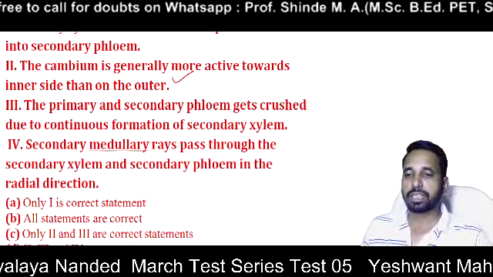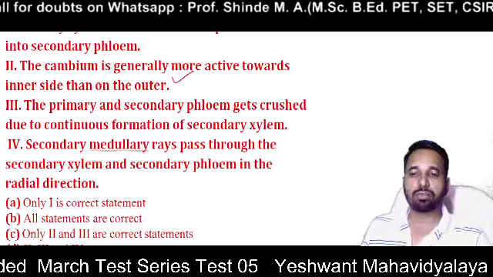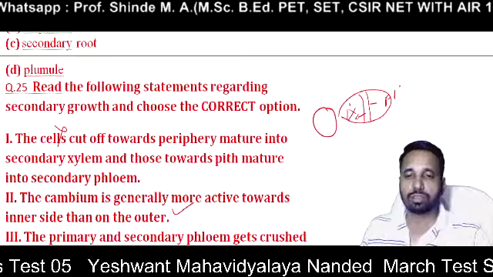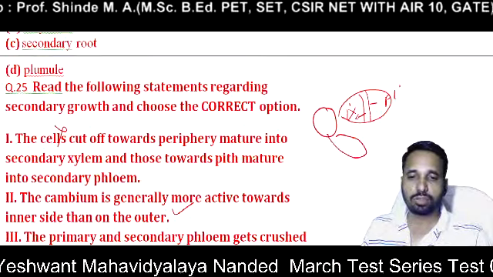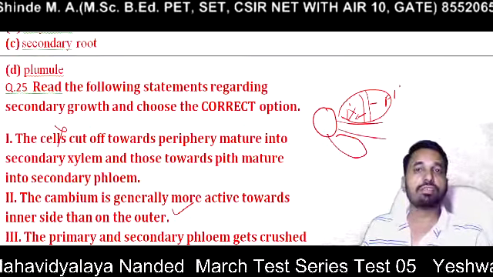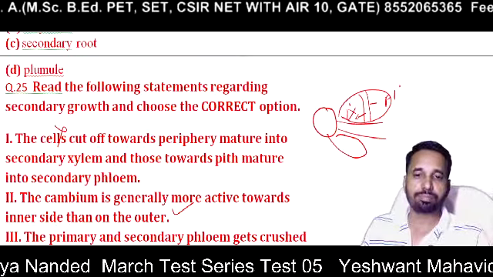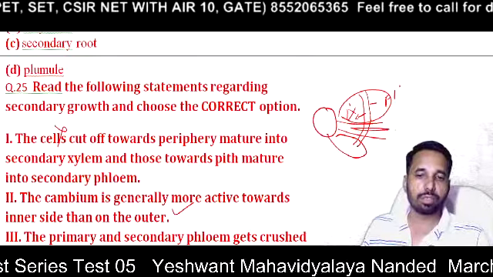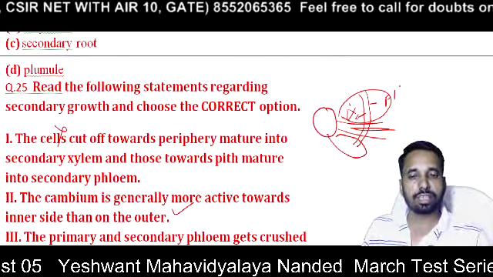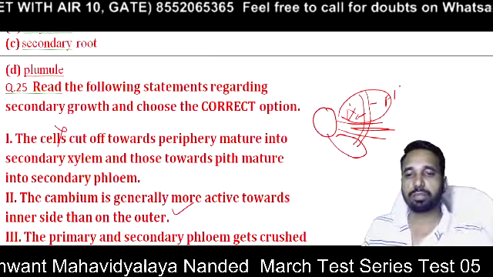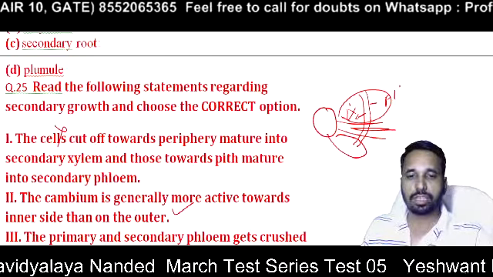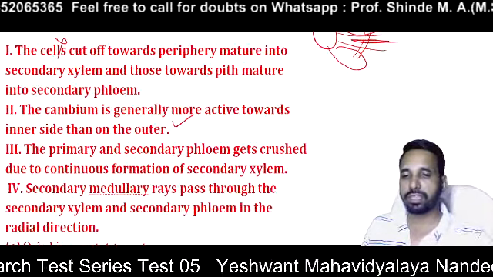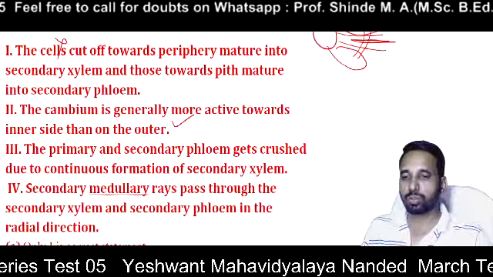What about the last statement? Secondary medullary rays pass through the secondary xylem and secondary phloem in the radial direction. Nothing wrong, this is fine. The original medullary rays you can see here in this diagram. If this is one more vascular bundle, this is a primary medullary ray, isn't it? Later on the interfascicular cambium forms, and then one more medullary ray may arise here in the same way as it was for the primary. So these are the secondary medullary rays. Here you can draw secondary medullary rays in the vascular bundle as well. They are passing through the secondary phloem and secondary xylem. So the fourth option is also true, nothing wrong.